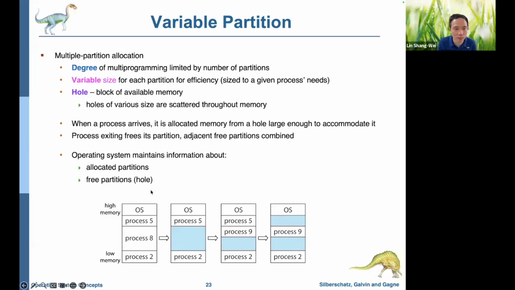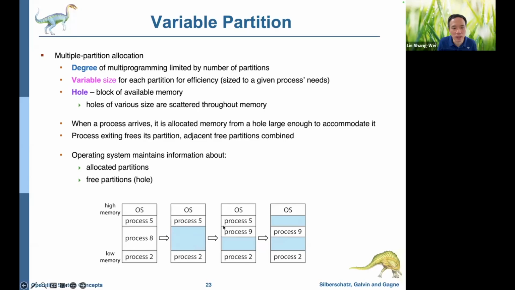Let's see an example here. You can see this is the current snapshot of our system memory. The OS is here, and then we have 3 processes occupying this region of memory. Let's say process 8 finishes, so it exits, and its occupied memory will be returned back to the OS. So the OS will mark it as free. Now we have a big free hole here.